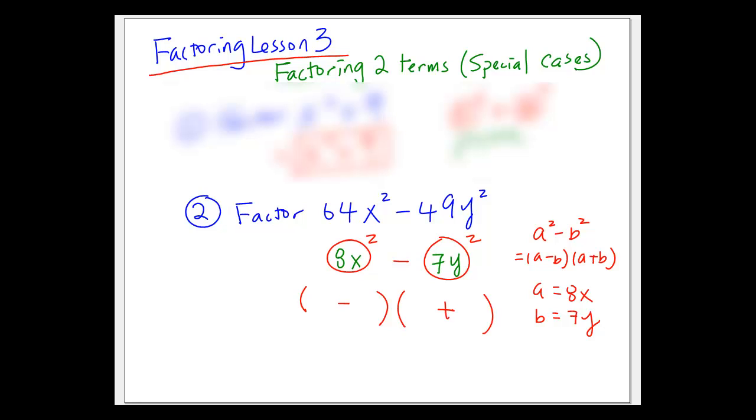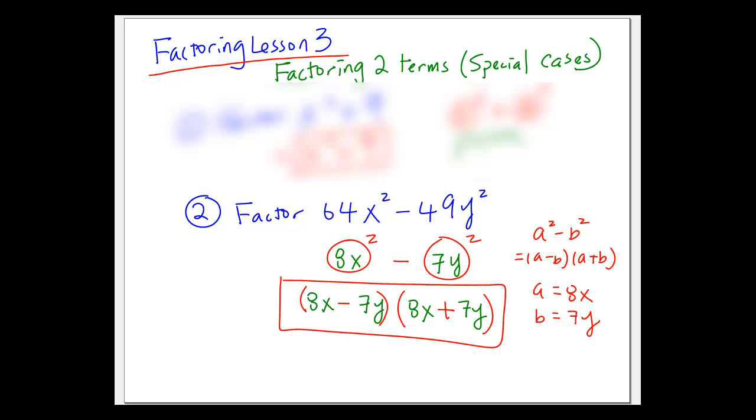And my a is 8x, my b is 7y. 8x and 7y. So if you want to check, you can FOIL this out and it should give you back the question. So that's number 2.